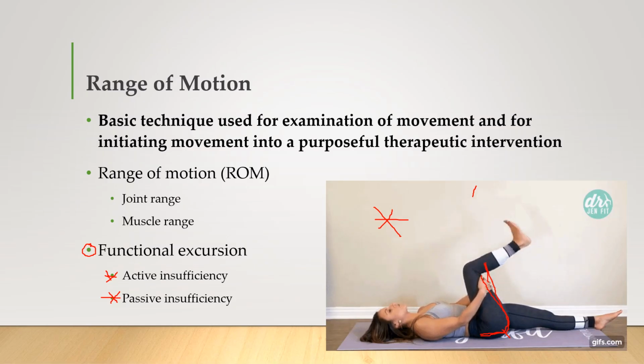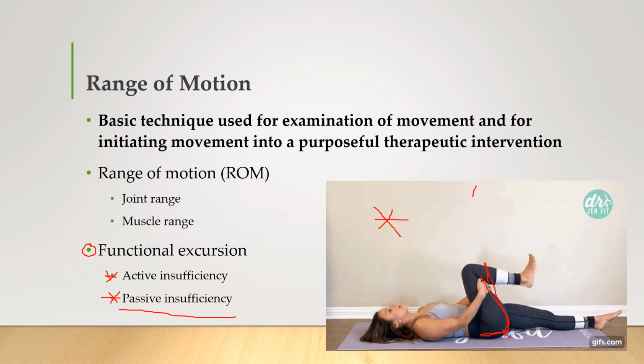So passive insufficiency, the muscles are lengthened at both portions of that joint, so proximal and distal, and it's going to limit range of motion on the opposite side. So it's going to limit knee extension. Okay? So that's what we call passive insufficiency.